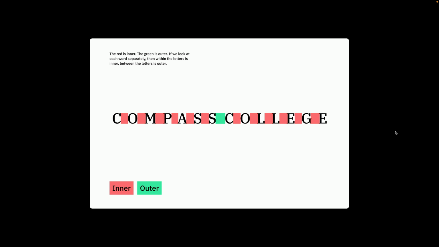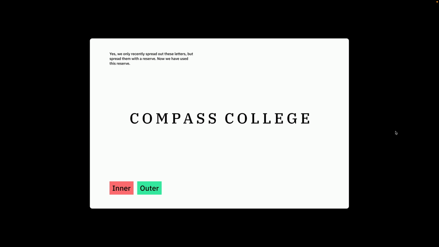Let's not rush to just spread out the words. We have different tools. At least instead of increasing the outer, we can try to reduce the inner. That is, reduce the distances between the letters. Yes, we only recently spread out these letters, but spread them with a reserve. Now we have used this reserve.